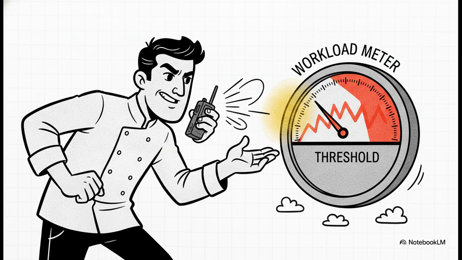The shift manager. In Kubernetes, this is called the Horizontal Pod Autoscaler, or just HPA. The HPA's only job is to watch the chef's workload. And the very second it sees them cross that 80% line, it picks up the phone and calls for reinforcements.